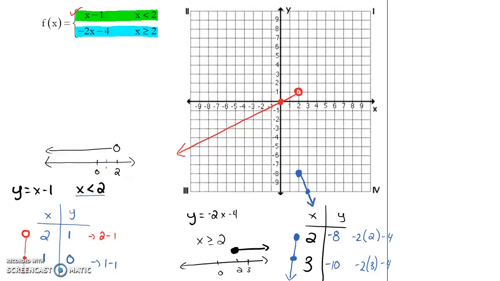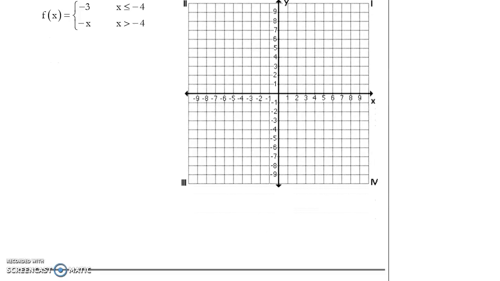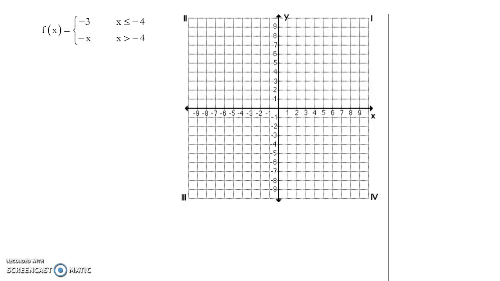Okay, let's flip to the next page and try another one. Go ahead and try to set up your tables and decide what numbers you're going to use, and then unpause.